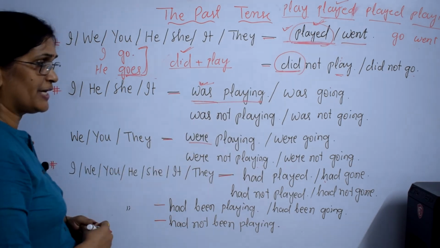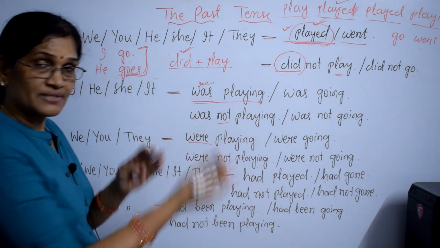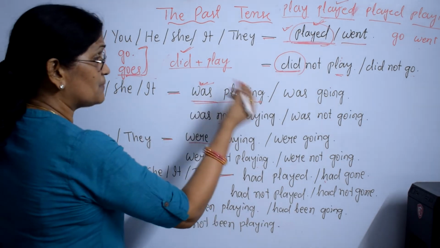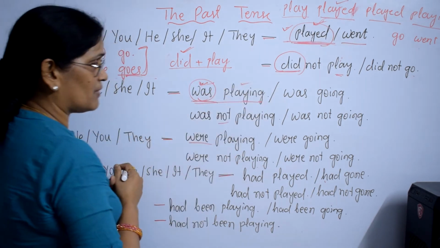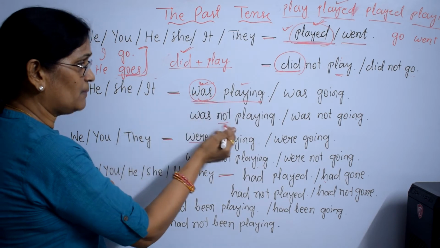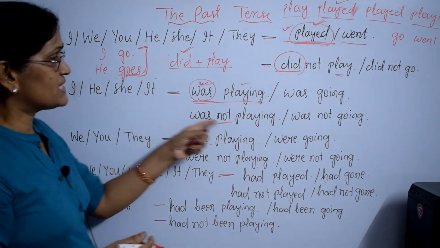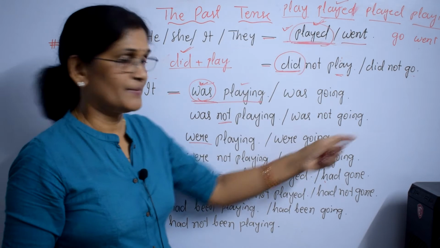To change the sentence into negative, not is used just after the auxiliary verb. Because in was playing, was is the auxiliary verb, helping verb, and this is the main verb. So just after the helping verb, you use not. Was not playing, was not going.